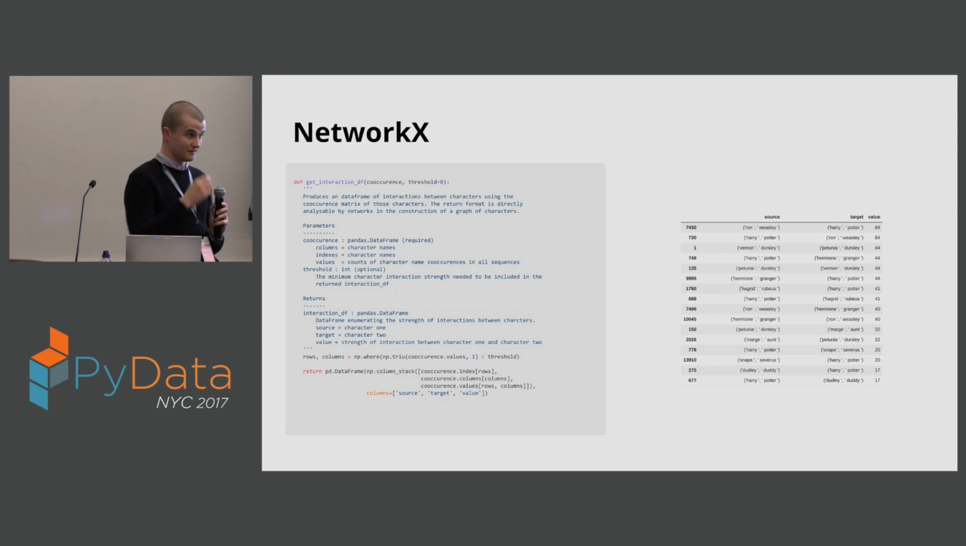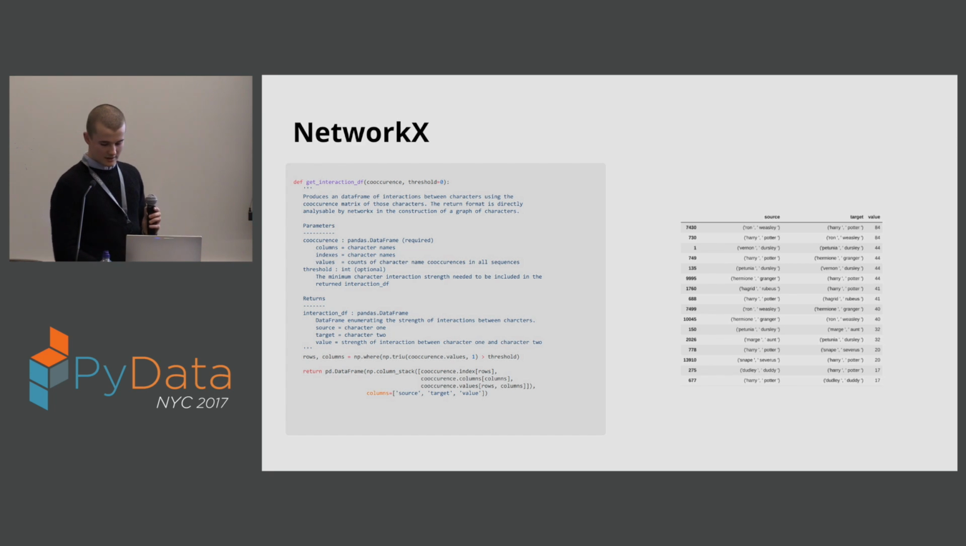That can be trivially transformed into something that is interpretable by NetworkX, which is a fantastic Python library for network analysis and graph theory stuff. It takes stuff in this form, where you have a character source, a character target, and a value of the strength of the connection between those two characters. As I said, all of this code is on the screen, but it's also on GitHub, so don't worry too much about reading it all.